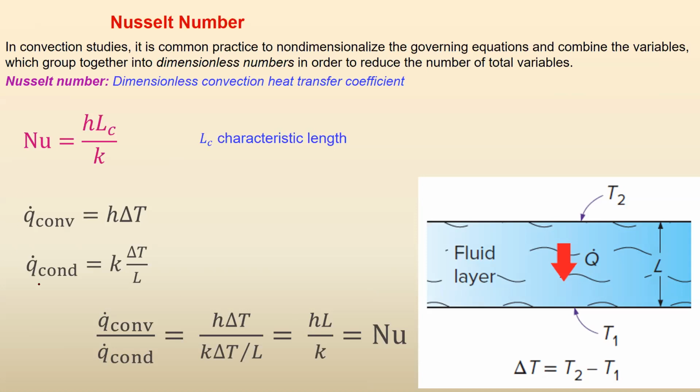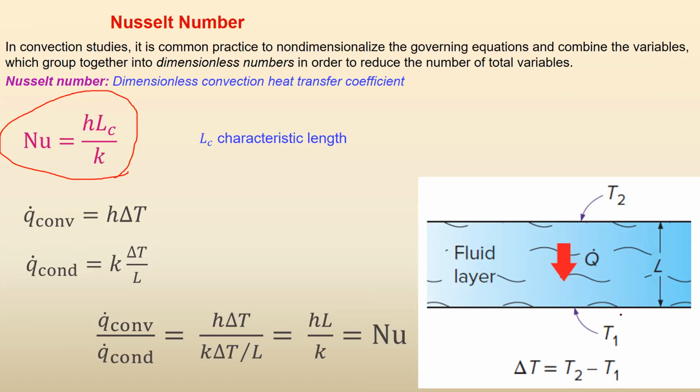Nusselt number is defined as this: h times some characteristic length divided by conductivity. So what are these? h is convection transfer coefficient of the fluid. L sub c is some length that is a good representative for that specific geometry, for that specific shape or surface. k is conductivity of that fluid. And now see what it means.